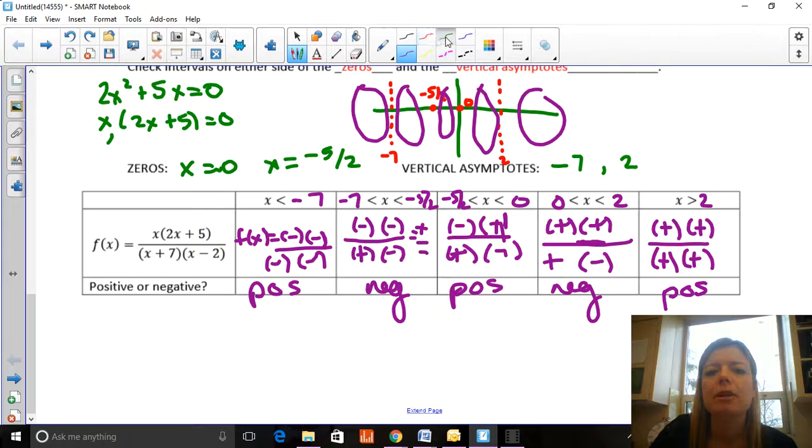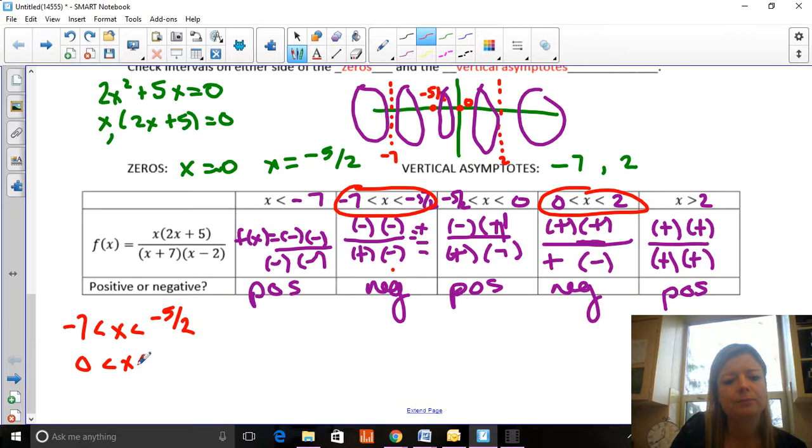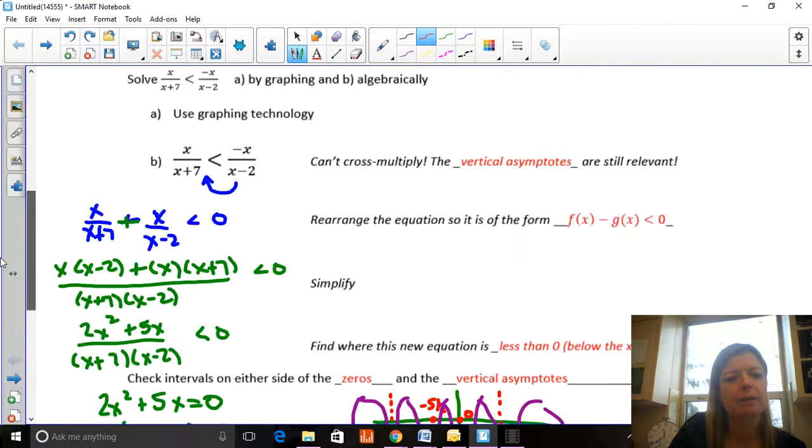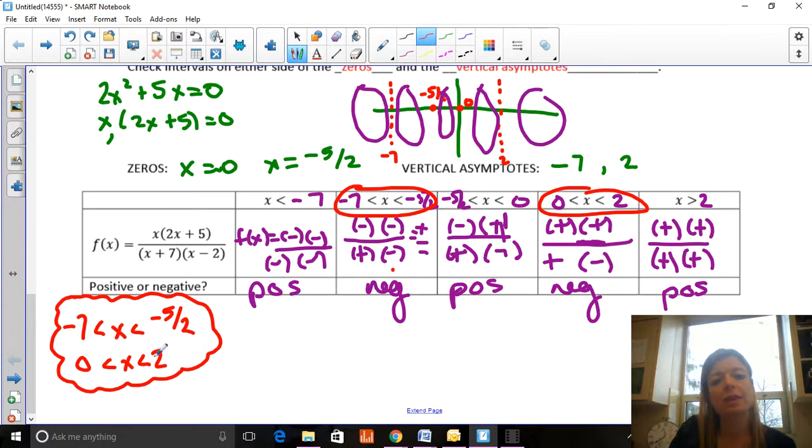But now I can make my conclusion because I'm looking for when this function is negative. So these two intervals are my answers. My final answer to the original question is when x is between -7 and -5/2, and when x is between 0 and 2. This is the solution to the original inequality, which is right here. If you put in any x values within these ranges, the inequality will be true. If you put in any x values that aren't within those ranges, the inequality will not be true.